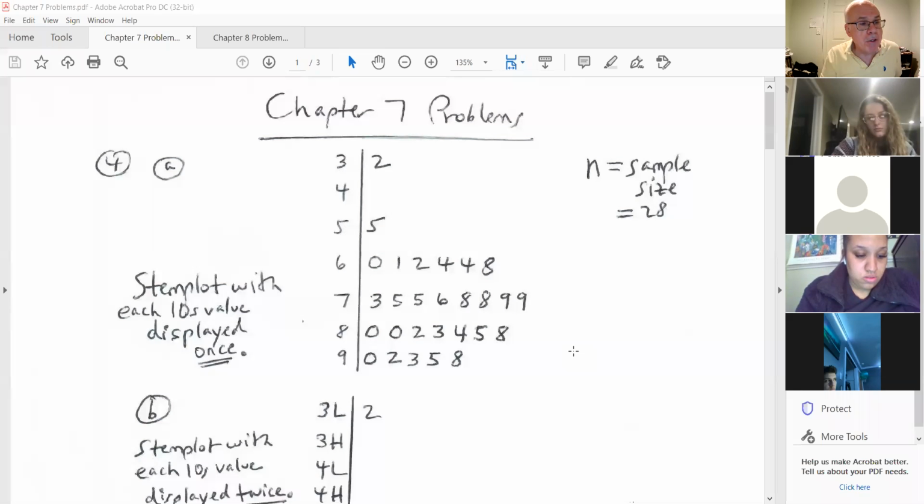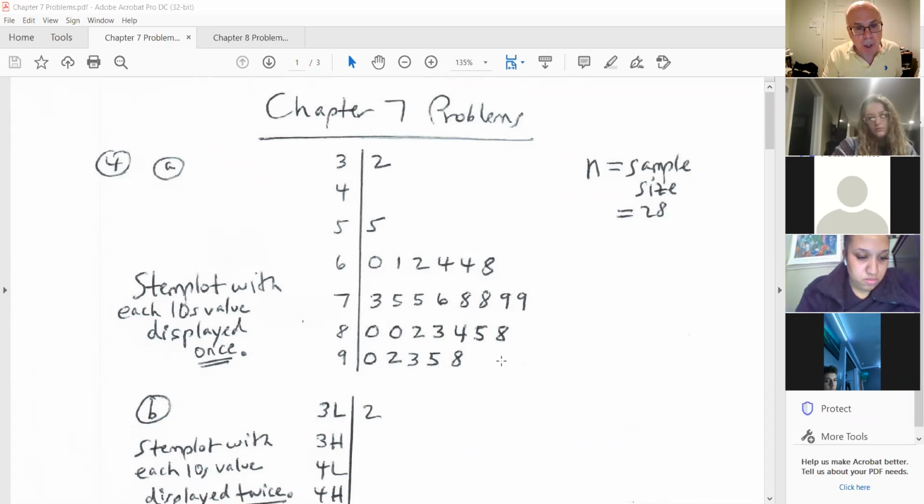So here's the point. On a test, if I give you a data set, I might give you the data set in the form of a stem plot, as opposed to just listing the numbers. First of all, it's better organized this way. You can see the numbers more clearly than if they were just in a list on a page.